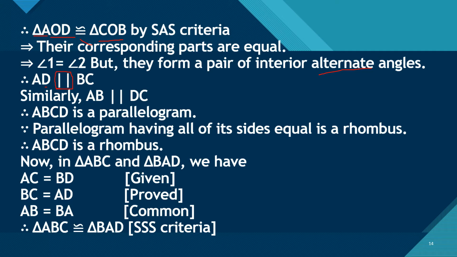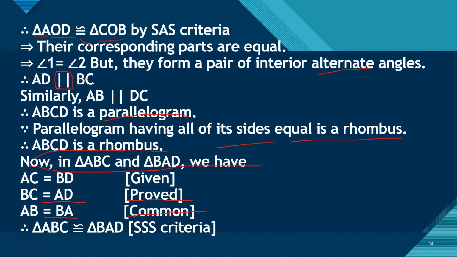Similarly, AB is parallel to DC. Therefore, ABCD is a parallelogram. A parallelogram having all of its sides equal is a rhombus. Therefore, ABCD is a rhombus. Now in triangle ABC and triangle BAD we have AC equal to BD, it is given. BC equal to AD, hence proved. AB is equal to BA, common. Therefore, triangle ABC is congruent to triangle BAD by SSS criteria.